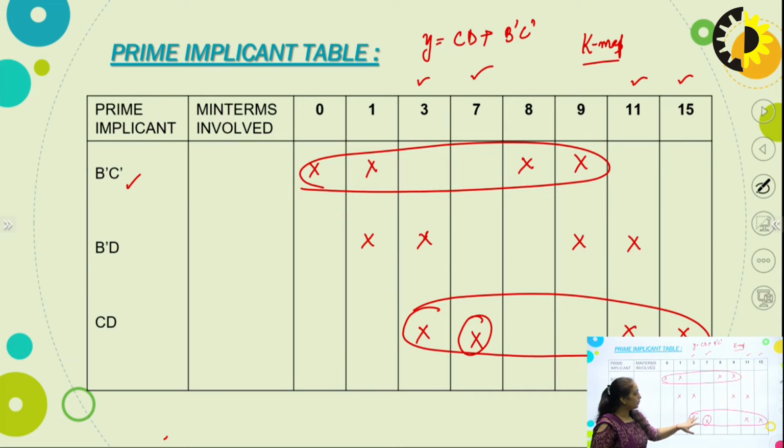So once again I will repeat, first mark the individual x, that will be your essential prime implicant, and this x corresponds to CD, right. To cover this, CD will also cover the minterms 3, 11 and 15. So my 3, 7, 11 and 15 minterms are covered under CD, and the rest 0, 1, 8 and 9 are covered by B bar, C bar. So my final equation will be written as CD plus B bar, C bar.